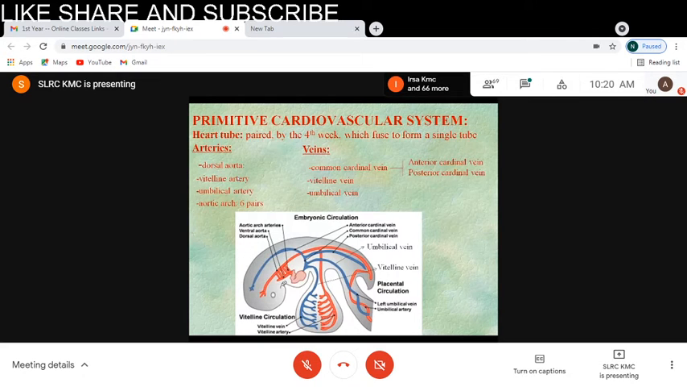Now, the primitive cardiovascular system that is formed comprises a heart tube. Initially, the heart tube is paired. Later on, the two tubes fuse to form a single tube. Attached to this tube are a number of arteries and veins. The arterial side includes the dorsal aorta, the vitelline artery, the umbilical artery, and the aortic arches.